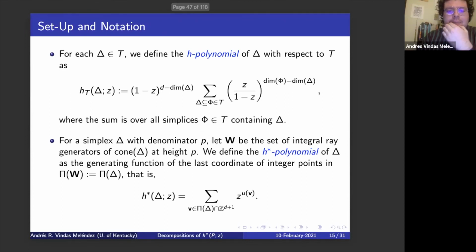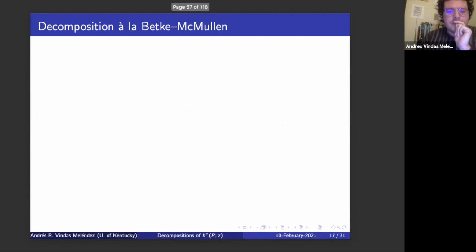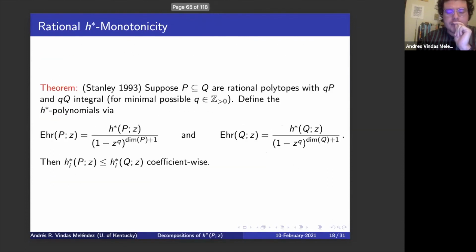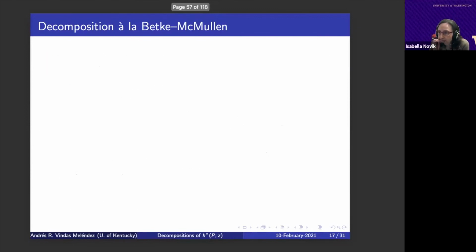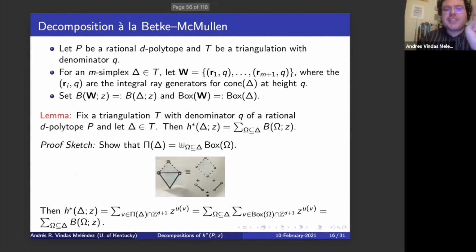I'm really just following this definition, keeping track of every simplex. So it's every simplex in the triangulation of my original polytope. I think maybe I have an example of this actually. Let me see. I do not. But in my other decomposition, I still use this H polynomial definition. So maybe we can come back to it, and I can show you exactly how I'm computing it, because I do have an example for the next decomposition.